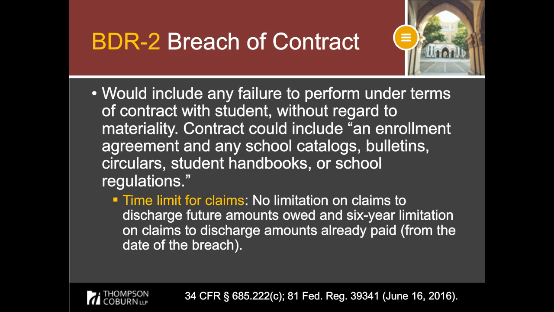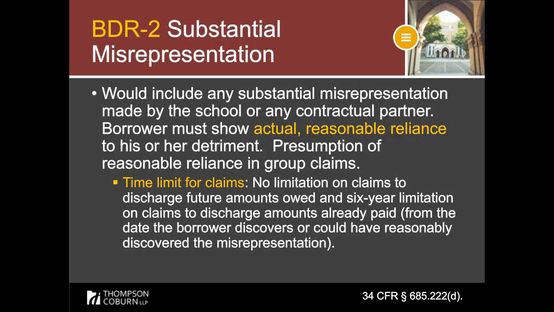What about the last bucket, substantial misrepresentation? So this includes any substantial misrepresentation made by the school or any contractual partner. I want to emphasize that second piece, or any contractual partner. So all those vendors you have relationships with, who may be speaking to borrowers or the public on your behalf, they can also be covered if they make a substantial misrepresentation, and all the other pieces are in place, and the borrower can show that it impacted them to their detriment. It doesn't matter whether they were an employee of the school. It could be a vendor as well.